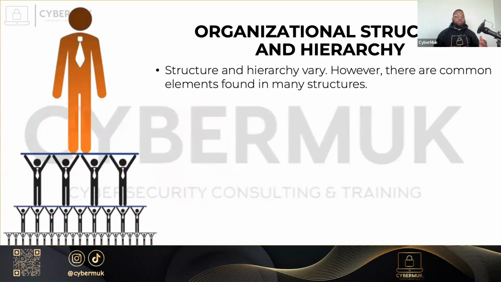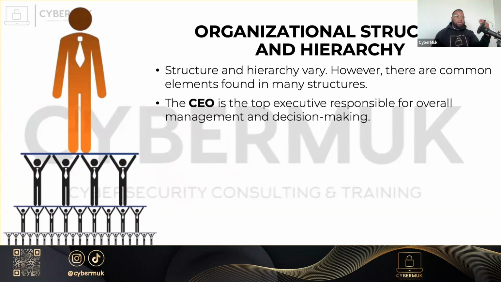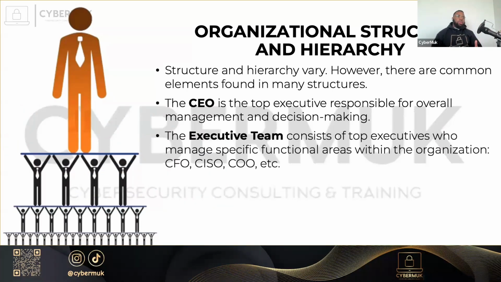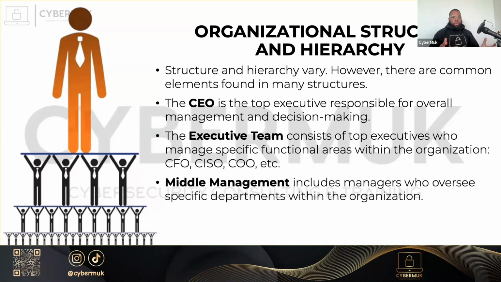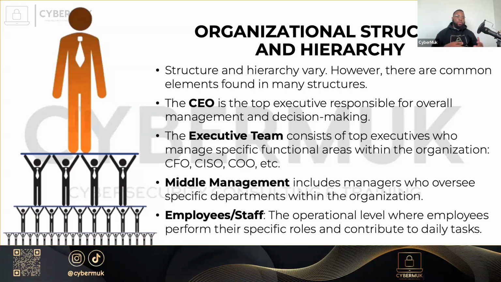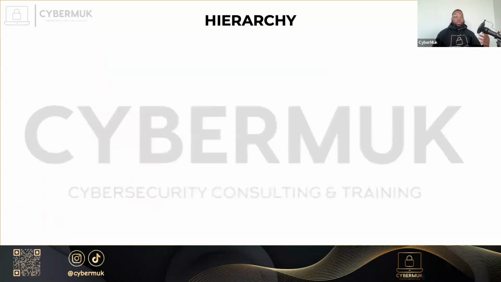There are common elements found, but most likely you have a CEO who is a top-level executive responsible for management and decision-making, the strategic leader of the organization, and takes everyone with him. You have an executive team that consists of top executives like the chief financial officer, chief operational officer, chief information security officer, and more. You have middle management. These are all the managers who oversee specific departments. You can have managers for IT, managers for cybersecurity, managers for finance, accounting, and more. And you have the employees and staff, the operational level where employees perform their roles and contribute to the daily tasks. So generally, this will be the case.